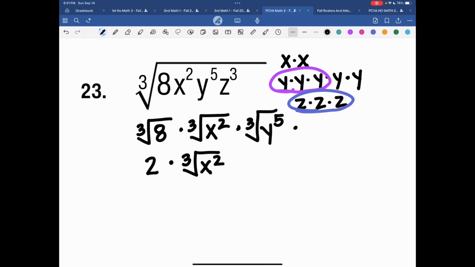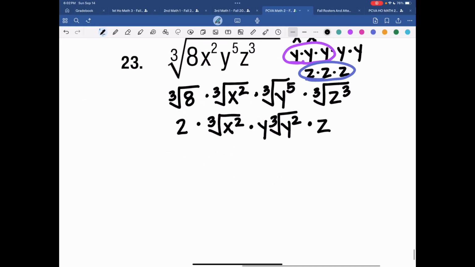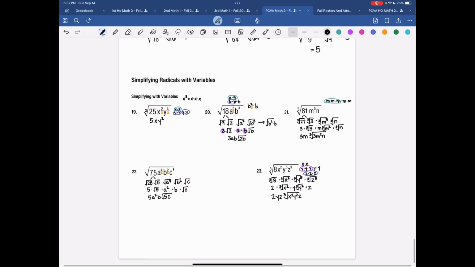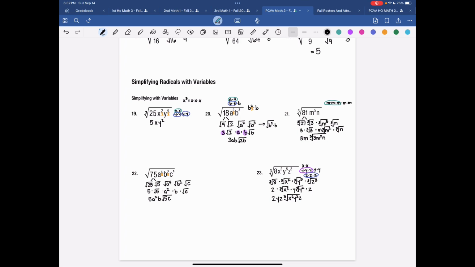Oh, and I did forget my z's over here. So z is the cube root of z cubed. For the y's, we're going to wind up taking one group out. So there's 1 on the outside, but we're left with 2 on the inside. So that's going to be the cube root of y squared. And then we're able to reduce all the z's out of the cube root. So if I put this all together, that's going to be 2yz on the outside times the cube root of x squared, y squared, and z. Please let me know if you have any questions about this, and I'll be more than happy to help.